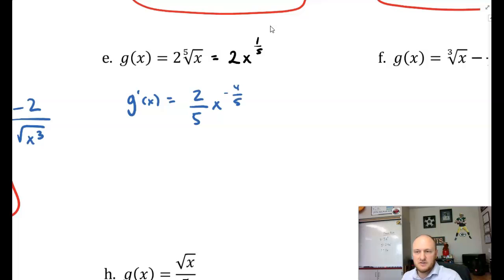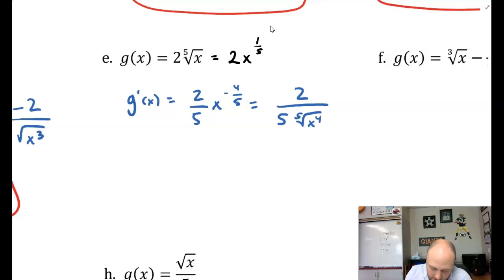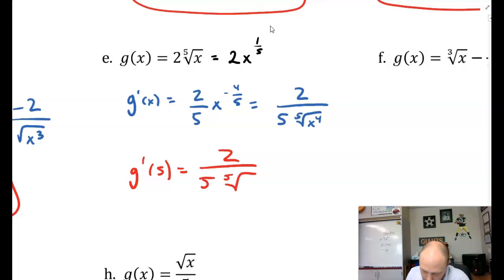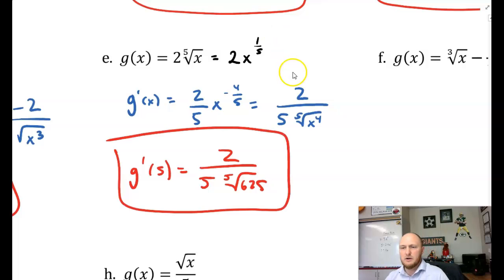Okay, if you need to do that off to the side just to check and corroborate, you can go ahead and do that. And then I'm going to move this back to the denominator. So 2 over 5 times the 5th root of x to the power of 4. So now I can go ahead and plug in g prime of 5, which gives us 2 over 5 times the 5th root of 625. That's 5 to the power of 4.